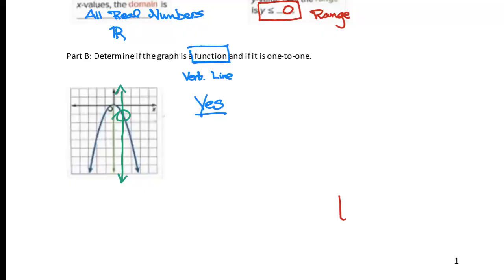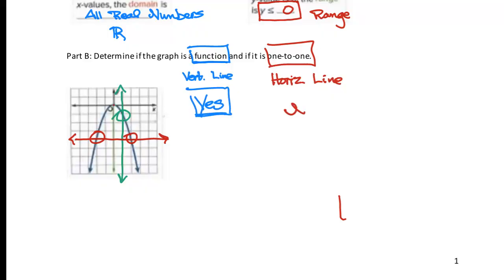Function, yes. Now, one-to-one uses the horizontal line test. So if you put a horizontal line anywhere on here, is it only going to intersect in one spot? Most of the time, no. One spot it will right here, but we want to talk about the whole graph in general. If you do any other lines, it's going to hit in two spots. So this is no. It is not one-to-one.